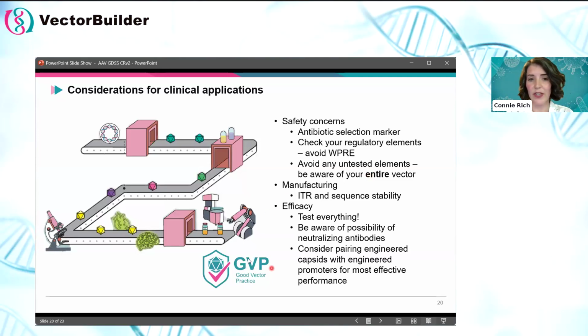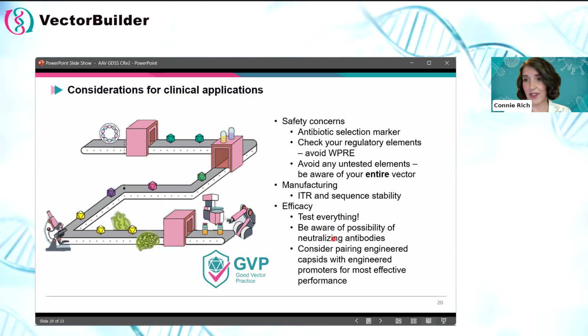And one thing that we're very big on is this good vector practice, basically making sure that your vectors are designed for the end goal from the very beginning. And so that's taking into account things like safety concerns, but also manufacturing. We want to be sure that we have that ITR stability, and we want to make sure that all of our other sequences are highly stable and aren't going to be prone to things like recombination or cloning issues. And of course, we want to make sure that whatever we're making is efficacious. So test everything. And as I mentioned before, with AAV, there is the risk of those neutralizing antibodies.